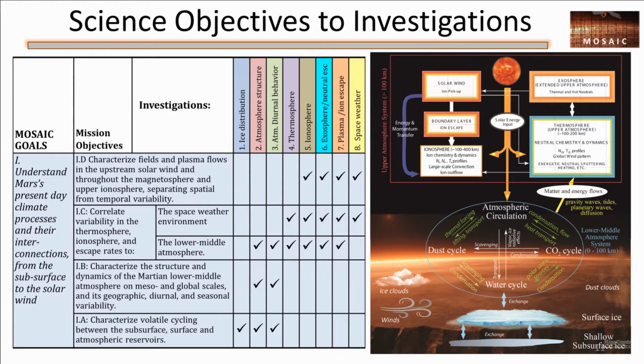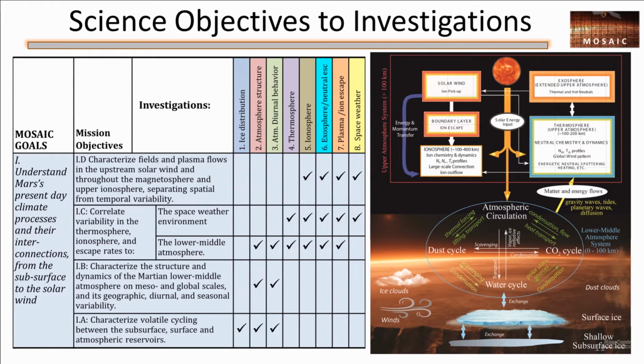Starting at the bottom, as I've said, to characterize the volatile cycling between the subsurface, surface, and atmospheric reservoirs, to characterize the structure and dynamics of the lower middle atmosphere on these different scales and understand its variability, to correlate variability in the thermosphere, ionosphere, and escape rates to both drivers from below and above, and then to characterize these fields and plasma flows.